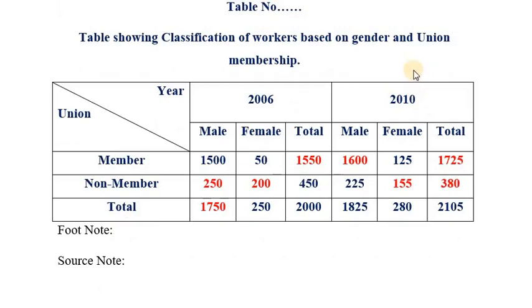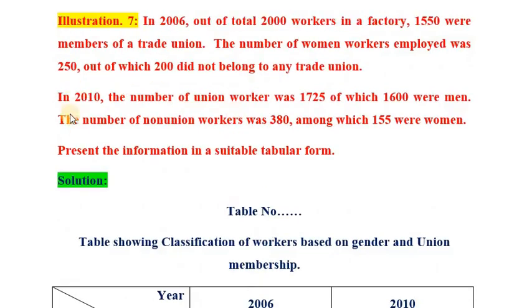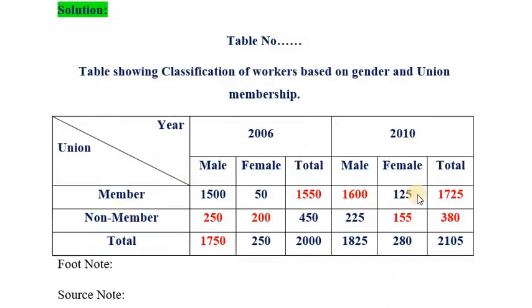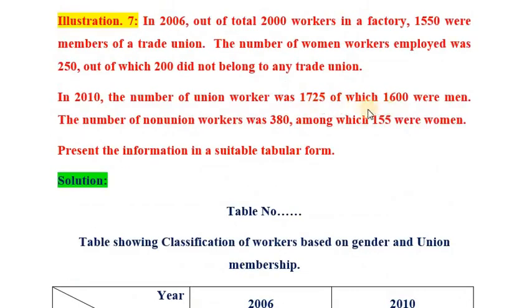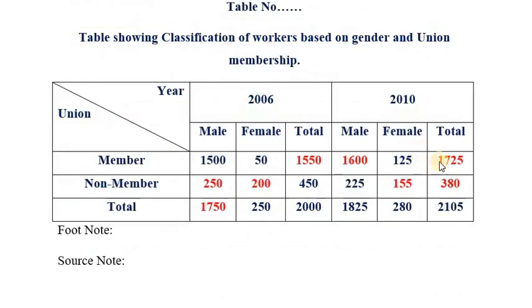Next, coming to the year 2010, let me first read the available information. In 2010, the number of union workers was 1725. So members, comprising male and female, is 1725. We have taken this in the cell which represents the total of the column as well as the total of the row for the year 2010 and for the variable of trade union members. The next information given is that out of which 1600 were men. Out of 1725, 1600 were men, which we have mentioned here.